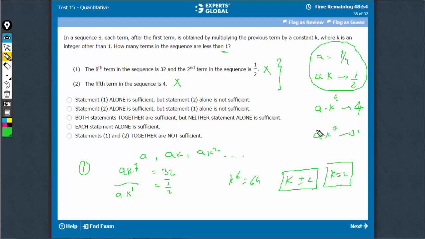What's important is that on combining we have a unique value of k, and therefore we'll be able to figure out all the values in the set. And if all the values are known, at least the first 8 values, we will be able to figure out how many of them are less than 1. So combining works. C is the right answer.